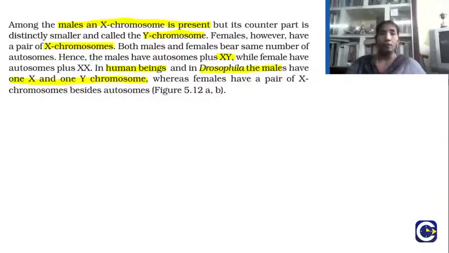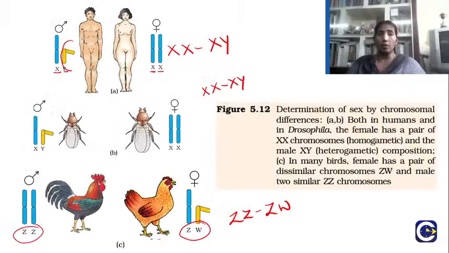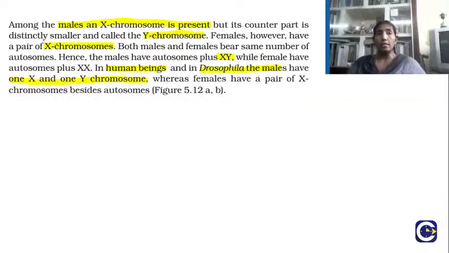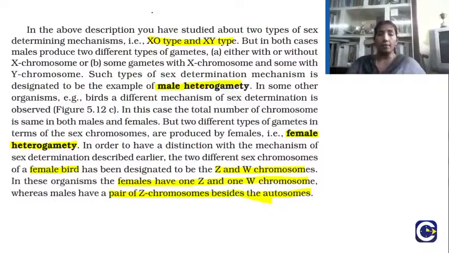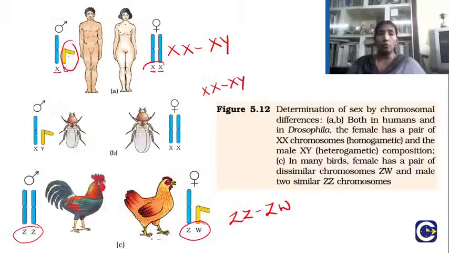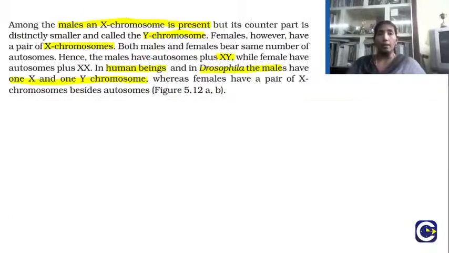Now here, as you see, the males have an X chromosome, but its counterpart is much smaller, which we call the Y chromosome. So you can very well appreciate that the Y chromosome is quite smaller than the X chromosome. But the females have two X chromosomes, right? So both male and female have the same number of autosomes.